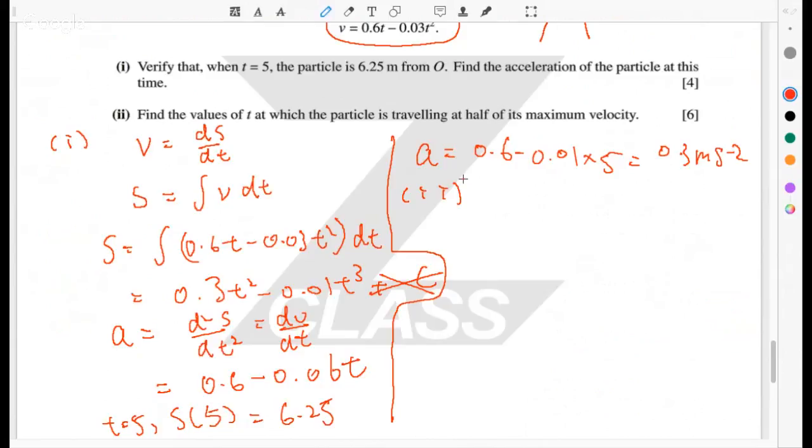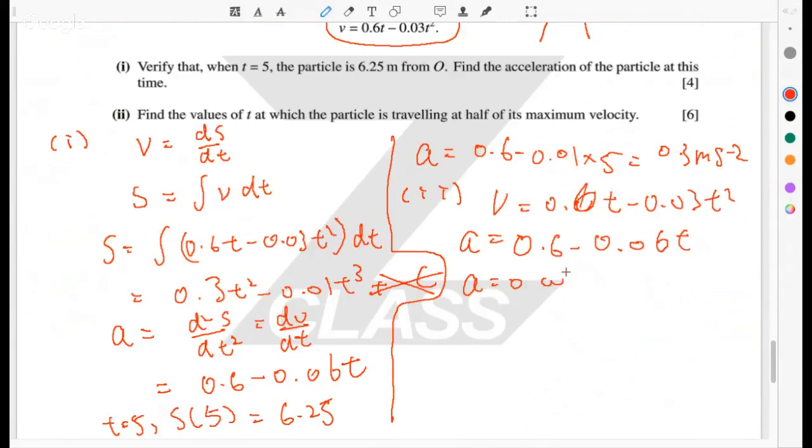In order to find the maximum velocity, we need to do differentiation. So find the stationary points of the function v equals 0.6t minus 0.03t squared. Differentiate that. a is equal to 0.6 minus 0.06t. So a is equal to 0 when t is equal to 10.